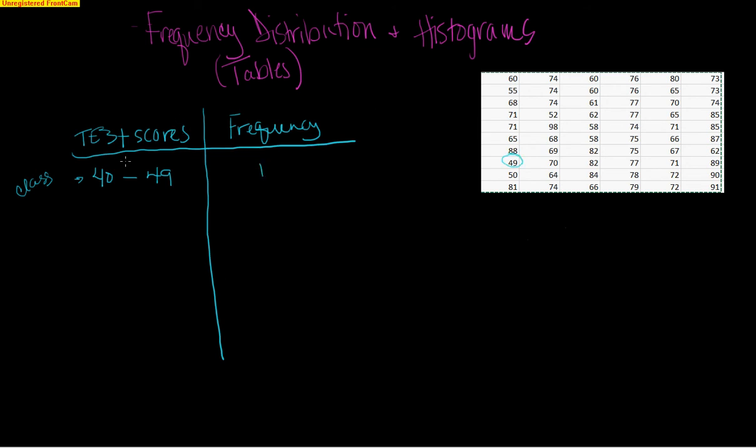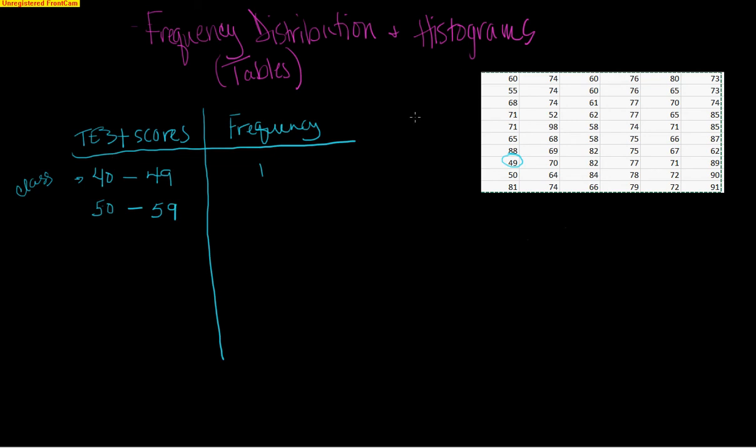All right. The next thing we want to do is create our next class. So the question is, what do we start with? Well, if someone has a 49, they're going to fall into this first group. So the next score above 49 is going to be 50. We want to make sure we capture all of our students. Now, it's very important that the size of each class is always the same. Otherwise, it just doesn't have as much meaning if your groups are different. So in this next class, the range will be from 50 to 59.